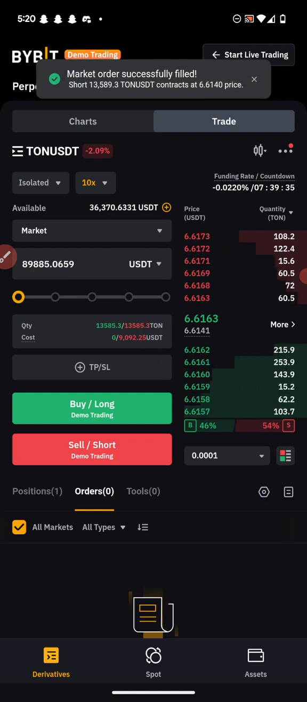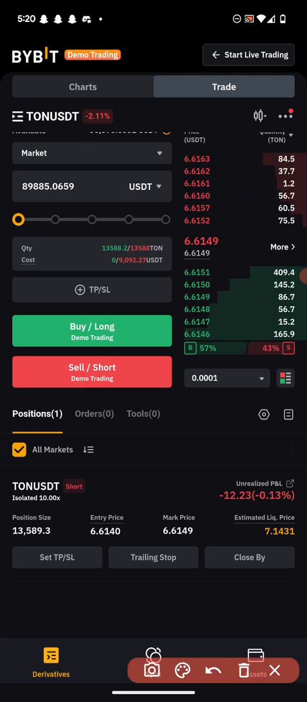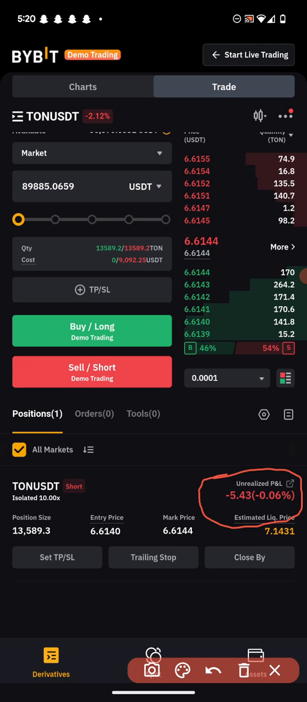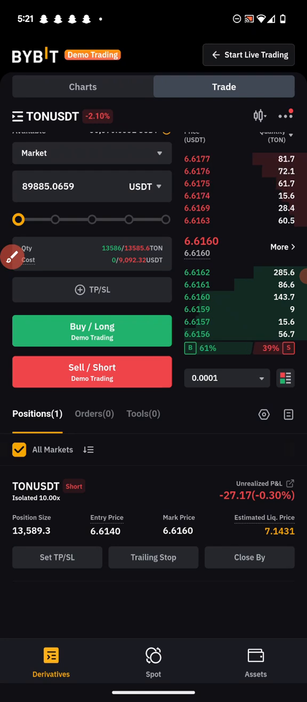Now, the trade is on. It is on isolated. It simply means that immediately it goes to minus 100%, this one that you are seeing here, the trade will automatically go off by itself because it is on isolated. That is that for isolated margin.